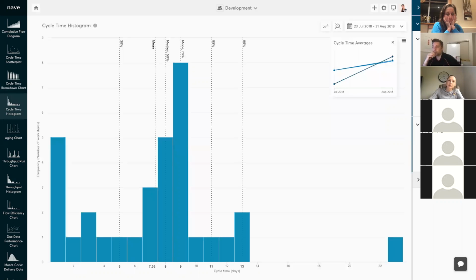The cycle time histogram shows the frequency distribution of the completion times of the tasks in your workflow. By analyzing the distribution of your cycle times, you will be able to determine whether there is too much variability in your process. A wide spread indicates your cycle times vary significantly and your workflow is inconsistent.